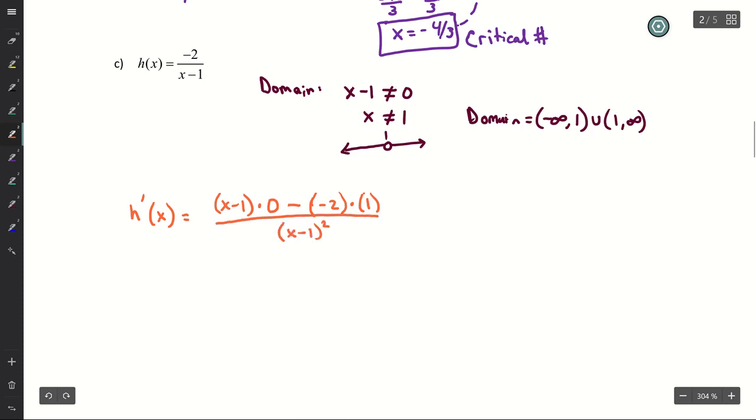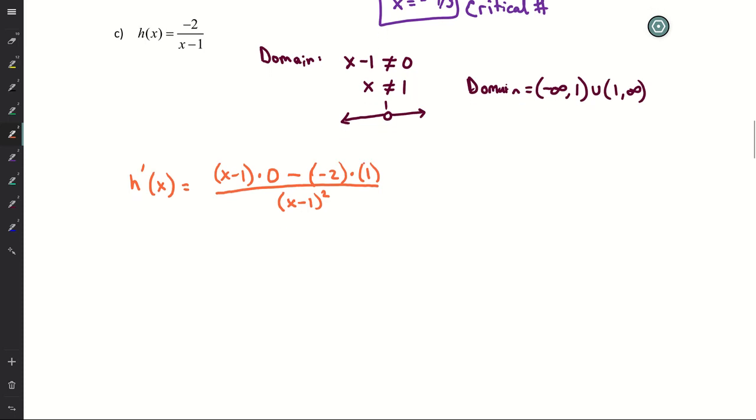Okay, this is a really simple derivative because the numerator happened to be a constant. So now if we simplify that, the x minus 1 times 0, that's going to go away. That's just going to be 0. And then over here, we're going to have a negative times -2. That's going to be positive times 1. Still going to be positive. So that will be 2 over x minus 1 all squared.